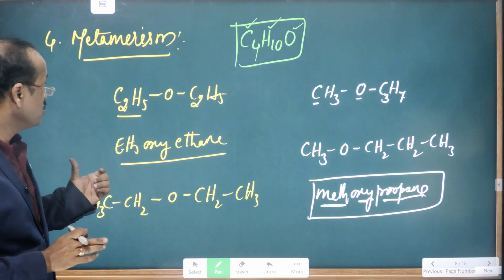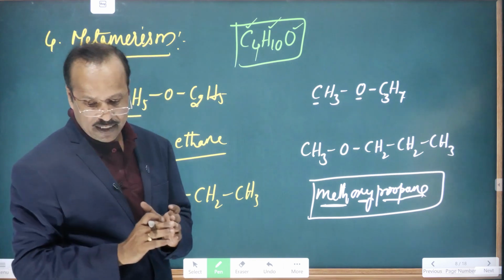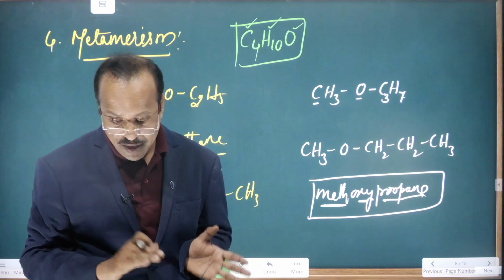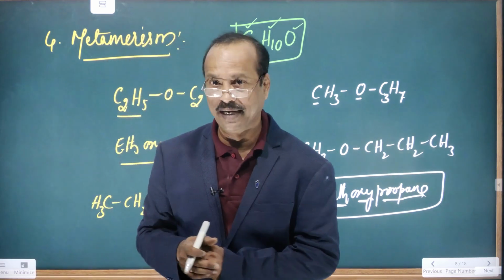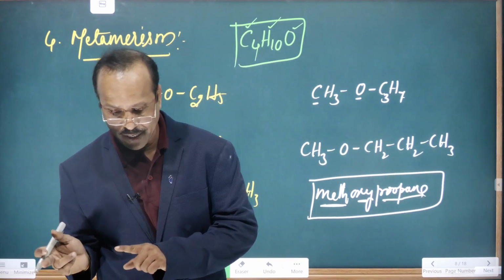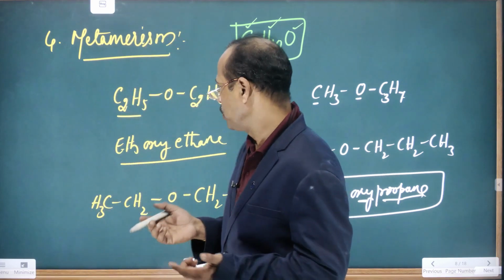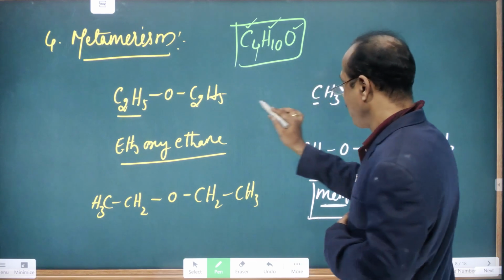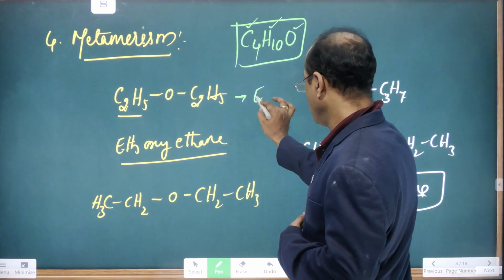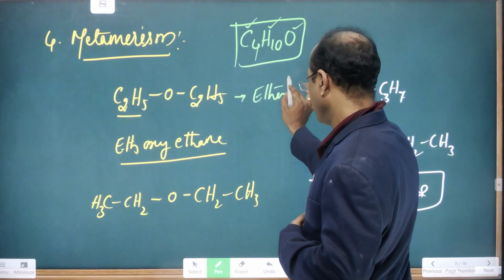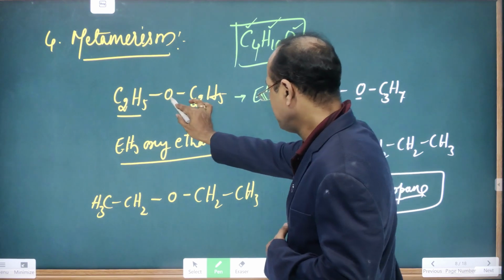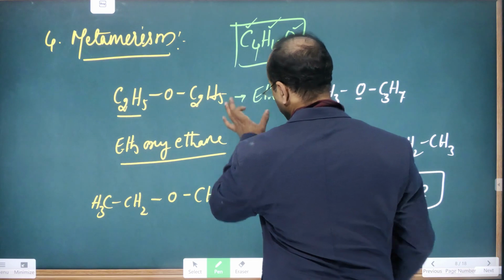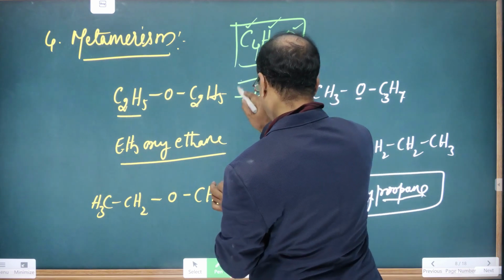What is metamerism? It arises when different alkyl groups are joined with the same functional group. So here you see the functional group. This is also ether, and this is also ether. Both belong to the ether only. Yes or no? Because in the middle oxygen is there, and on both sides alkyls are there. So both belong to the ether functional group only.